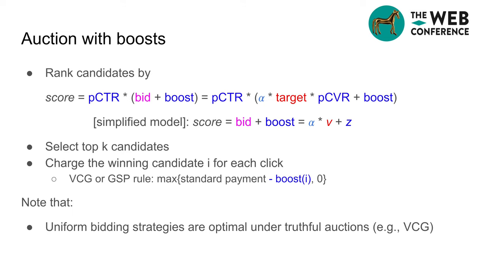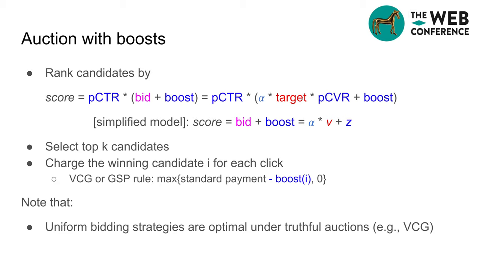Now we briefly introduce the format of auction with boost. In this type of auction, we rank candidates by score, where score equals PCTR times bid plus boost. Under uniform bidding, the bid will be alpha, the bid multiplier, times the target times PCVR. So the score also equals PCTR times alpha times target times PCVR plus boost.